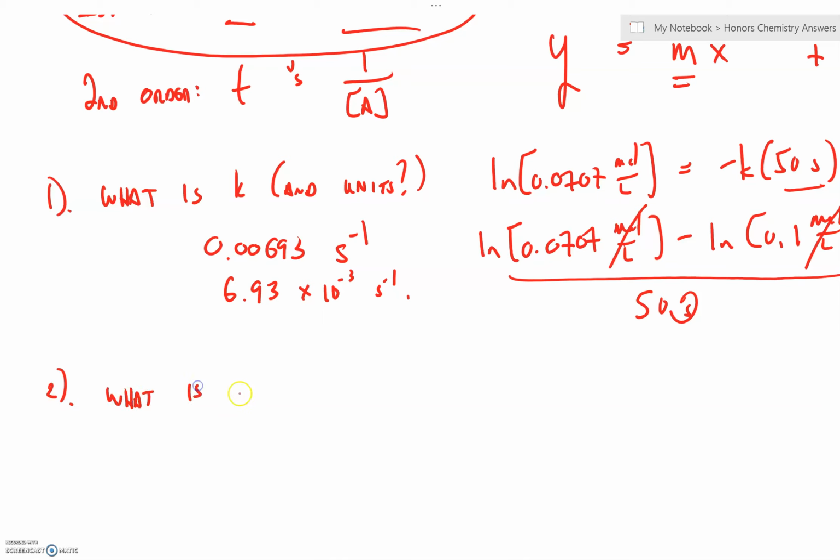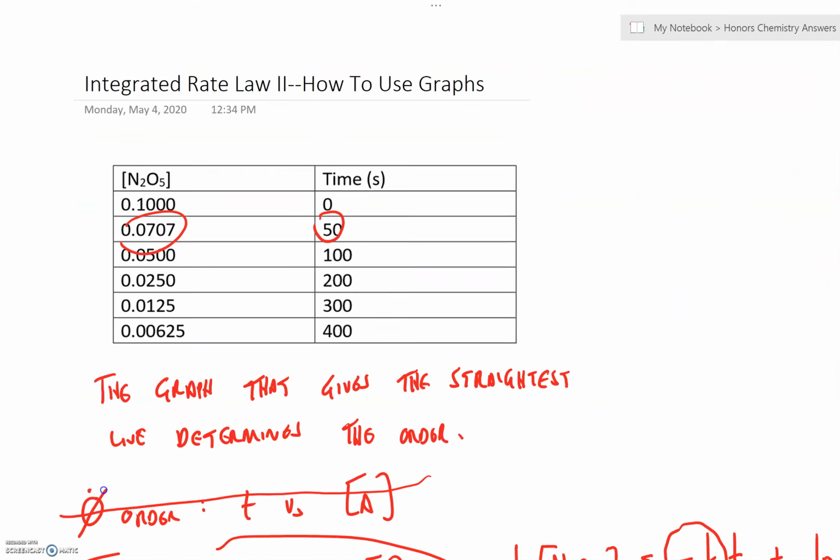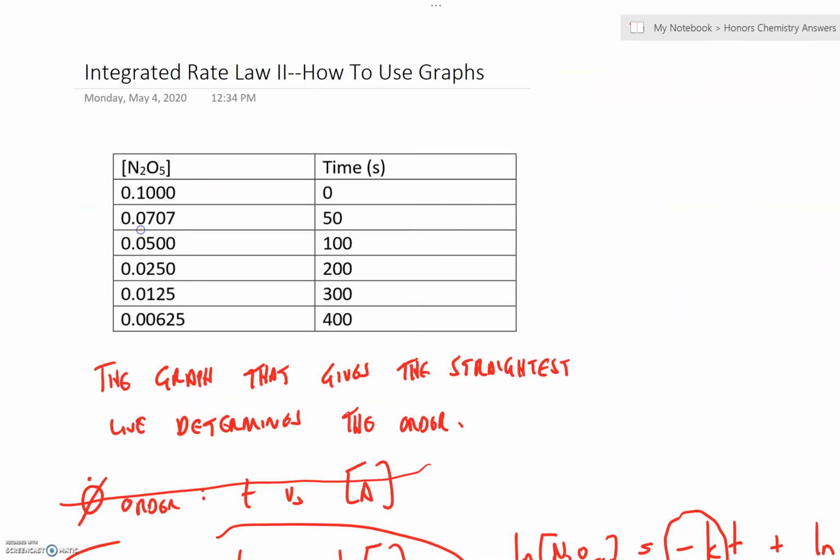What is the half-life of this reaction? Half-life is a term meaning how long does it take for the reaction to run to the point where our concentration is exactly half of its original. And let's remember that our original concentration was 0.1. So right here is half, and it says it takes 100 seconds.